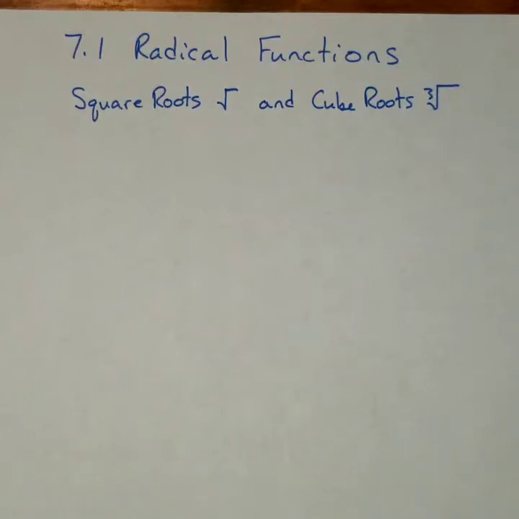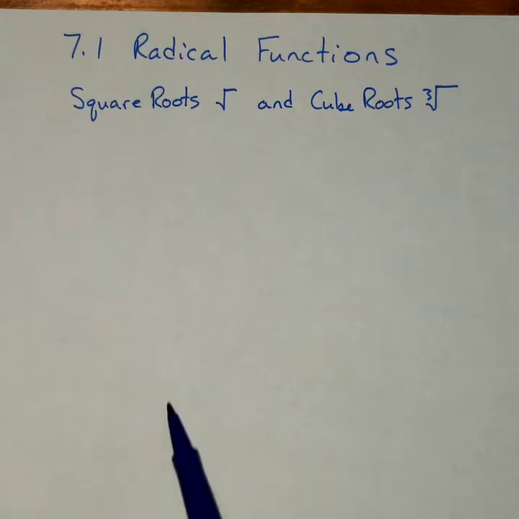So section 7.1, we're going to start looking at radical functions. Actually, all of chapter 7 will be on radicals. Radicals are roots of numbers, like square roots and cube roots and fourth roots, and so on. And we're really going to focus our discussion on square roots and cube roots. Okay, that's the main focus of our topic here.